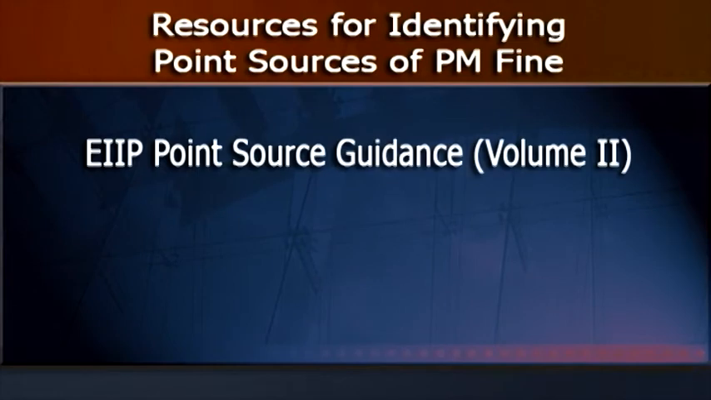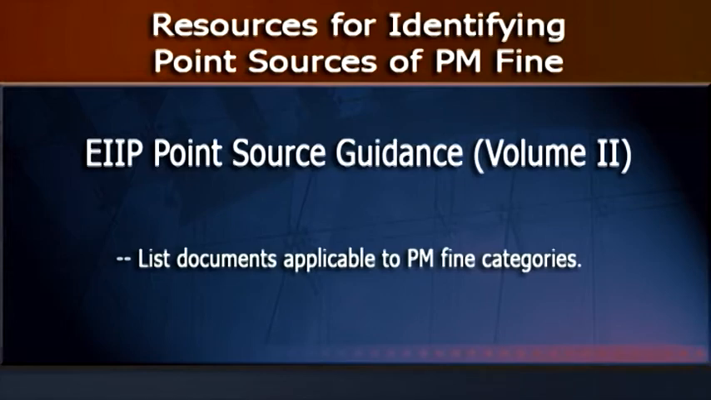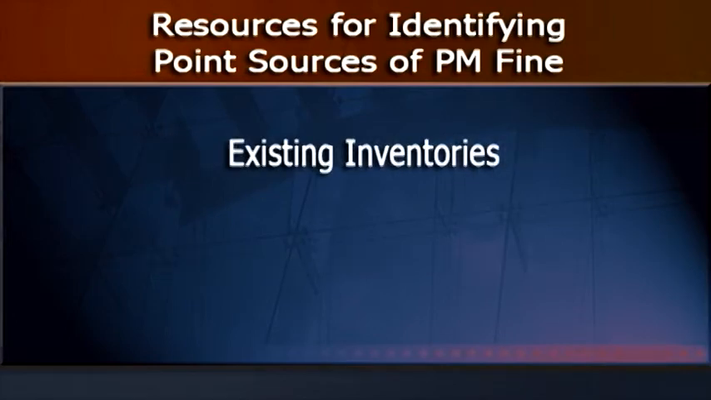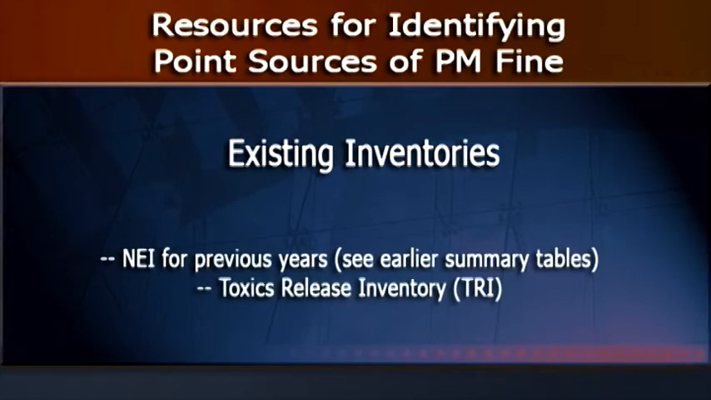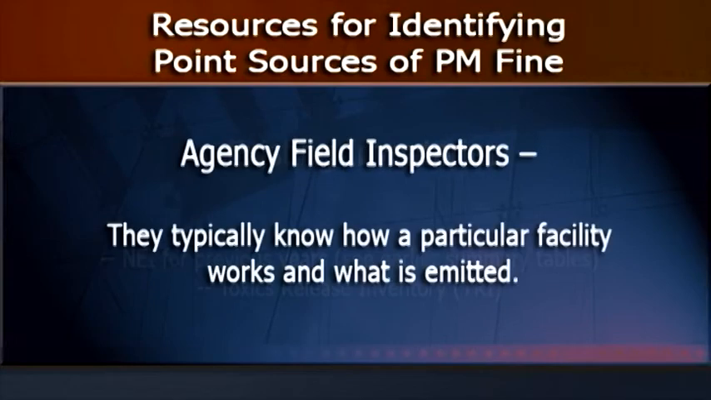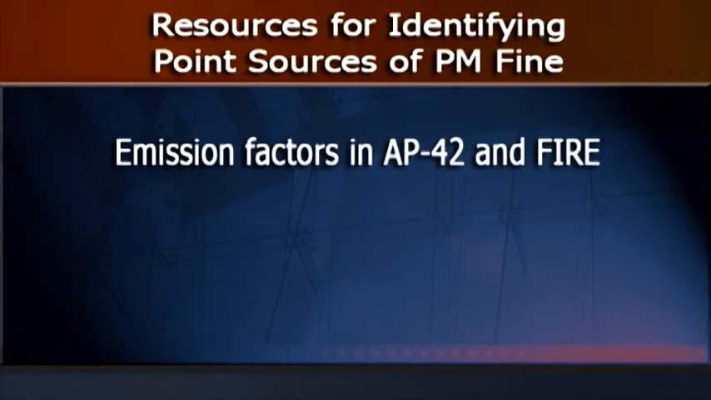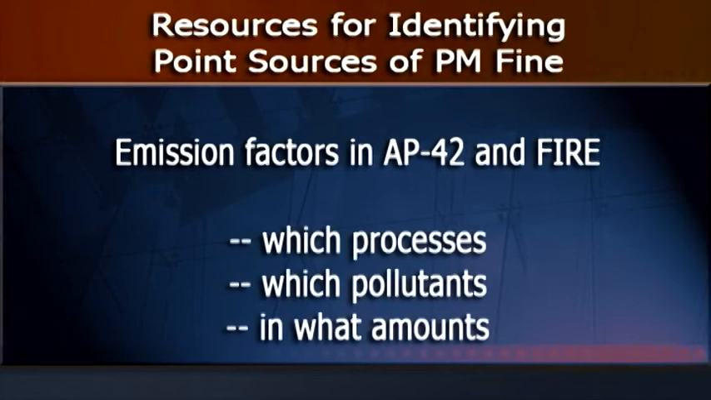Let's discuss some of the key resources for identifying point sources of PM fine. First, the Emission Inventory Improvement Program Point Source Guidance, Volume 2, lists documents available for PM fine categories. Existing inventories also make a good starting point, such as prior years, NEI, and toxic release inventory data. Also, agency field inspectors have invaluable knowledge about facilities. They typically know how a particular facility works and what is emitted. And finally, AP-42 and FIRE contain emission factors.